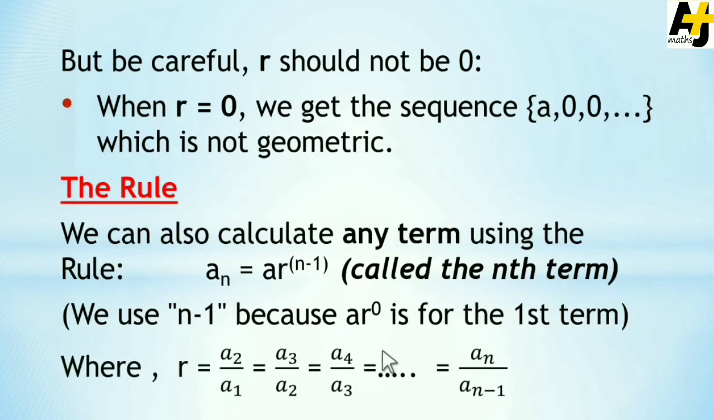Where R is equal to A2 by A1, A3 by A2, A4 by A3, and so on. In general, we can write A_n divided by A_(n-1). That is, the upper part of the ratio will be greater than the lower part.